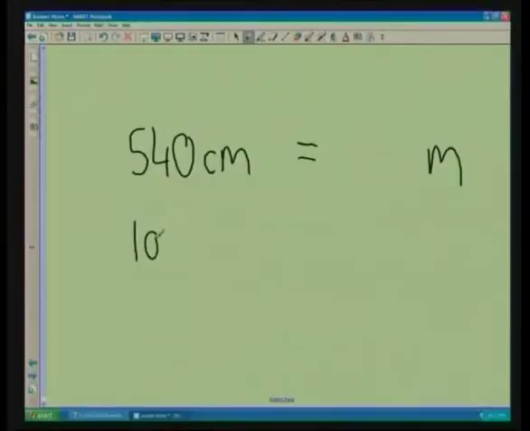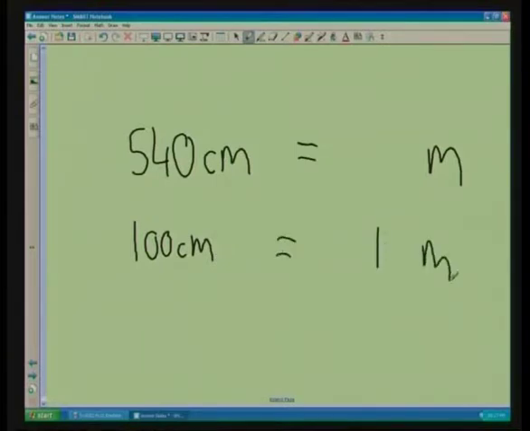I always struggle with that. I get confused. I don't know whether it's 1,000 or 100. Okay, well, it's 100. That's right, it's 100. So you need to know that 100 centimeters are equal to 1 meter.